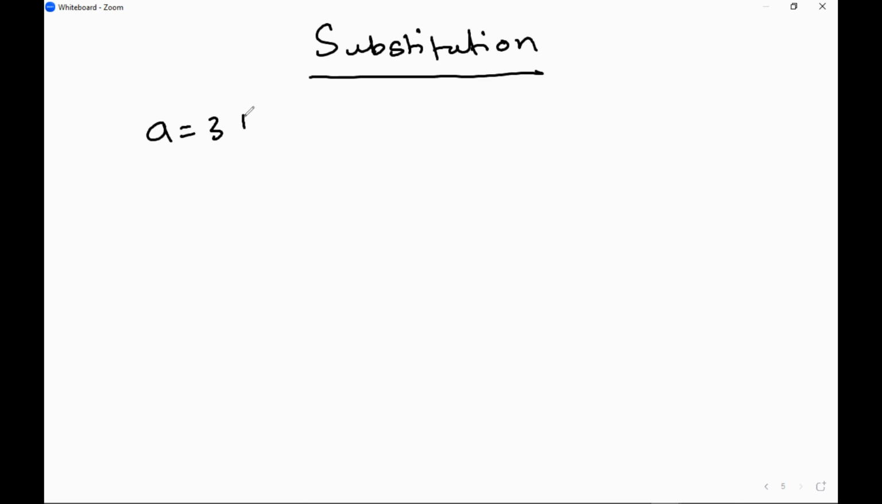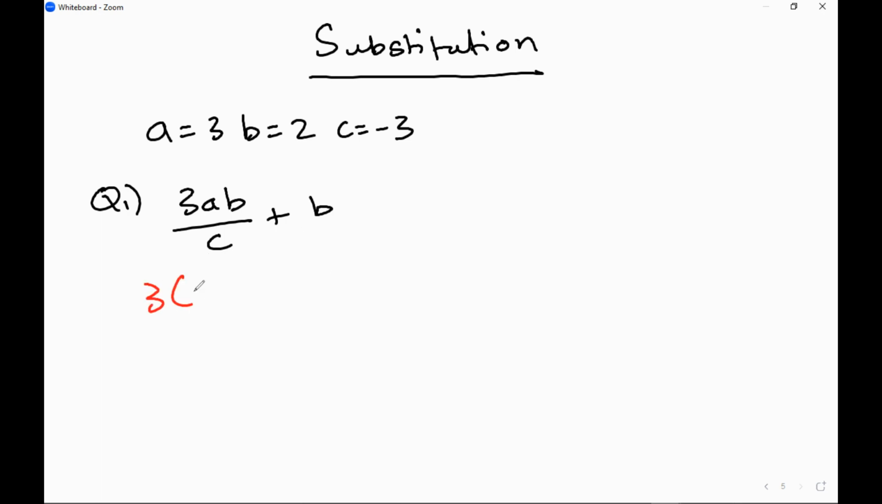All right, let's move on to the concept of substitution now. When it comes to substitution, let's suppose a is equal to 3, b is equal to 2, and c is equal to negative 3. And I want to find out what is 3ab over c plus b. I have to substitute carefully, and the best way to substitute is to use brackets. So 3 times 3 times 2 over negative 3 plus b, which is 2.